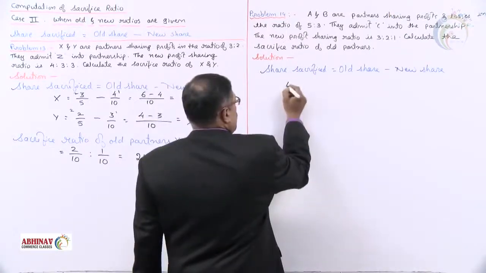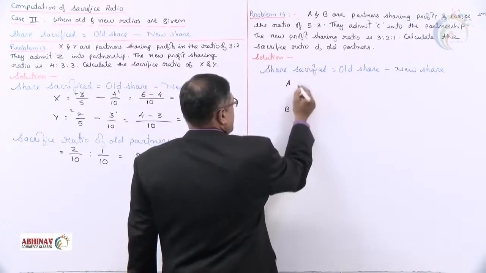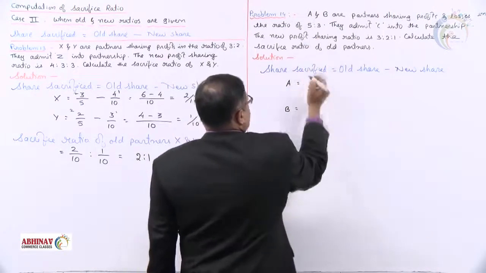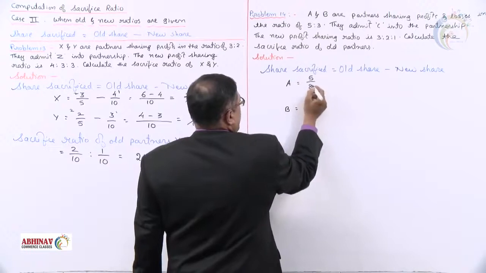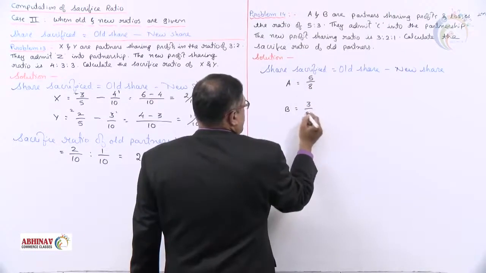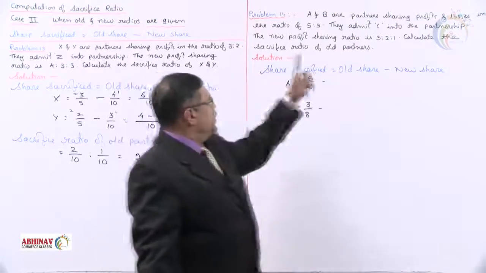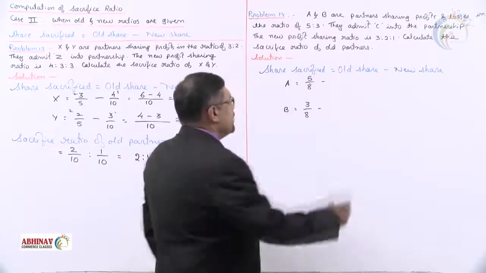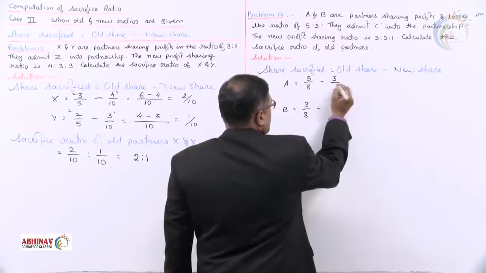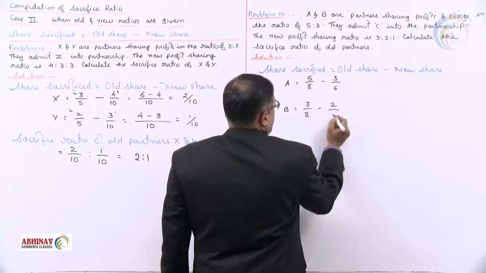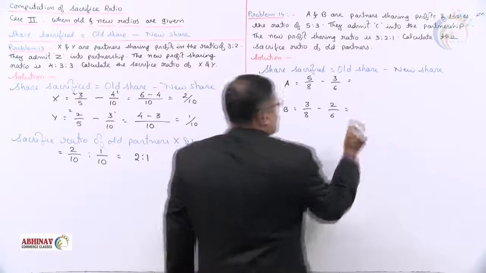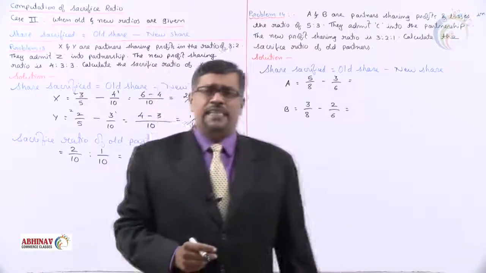Now, old partners are A and B. What is the old ratio? 5:3. So 5 divided by the total 8. B share 3 divided by the total 8. Will minus the new share. 3:2:1. So A's share is 3/6. B's share is 2/6. We have already learned how to find the LCM.